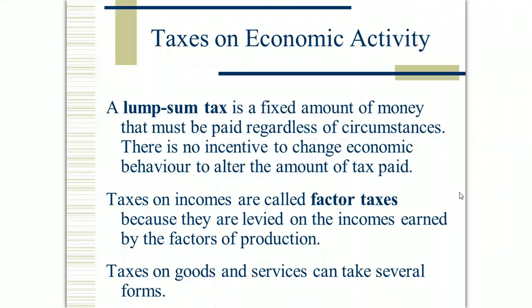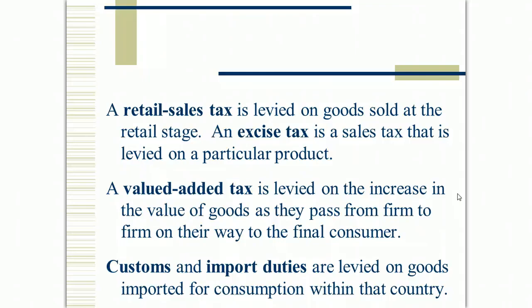And then if you have a business that earns a profit, you're liable to pay tax on the profit you take from that business. So these are called factor taxes because they're on the factors of production: land, labour, capital, enterprise. Then there are taxes placed on goods and services, and these can take several forms.